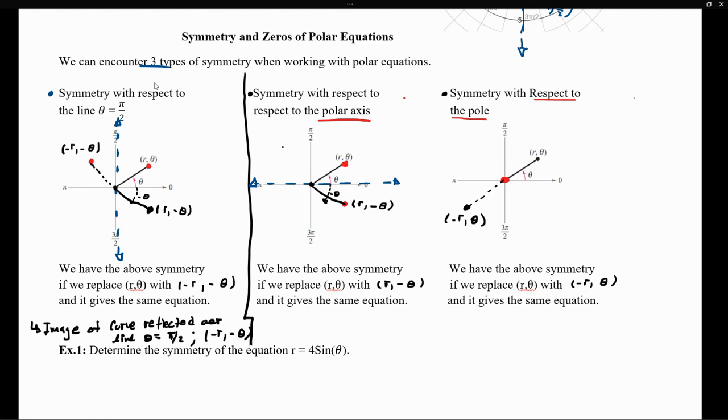We have three symmetries. Whenever we have the line theta equals pi over 2, that symmetry is going to be given by any given point: if I reflect it over the line pi over 2, my image is always going to be defined as negative r comma negative theta. If I reflect it over the polar axis, any point after its reflection, the image is going to be defined as r comma negative theta. And any point, if I reflect it over the pole, the image is always going to be defined as negative r comma theta.